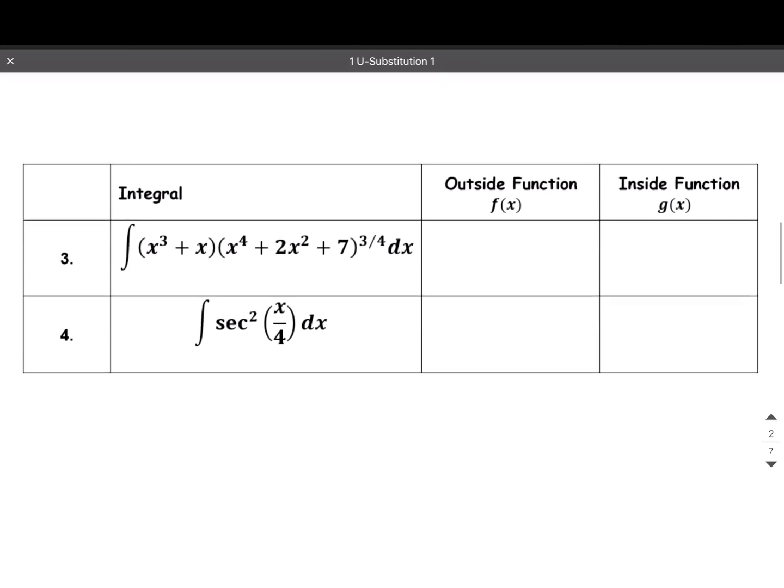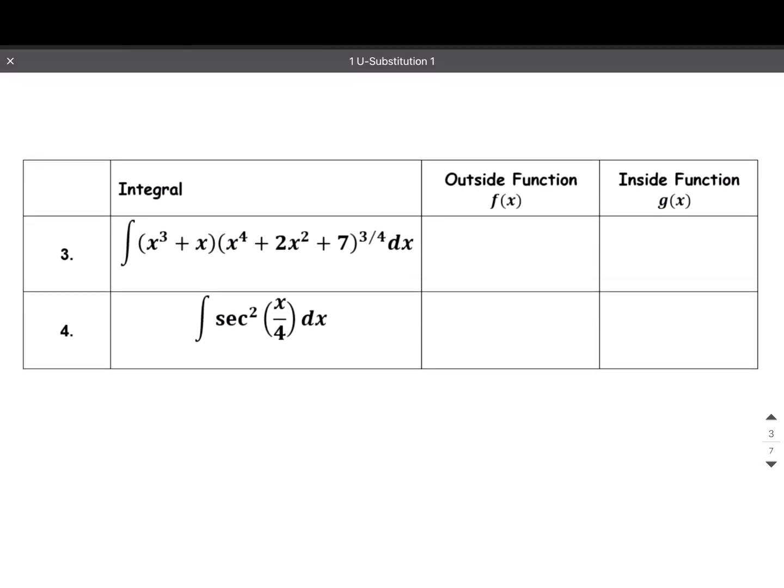Okay, two more. The integral of the quantity x cubed plus x times the quantity x to the fourth plus 2x squared plus 7 raised to the 3/4 dx.